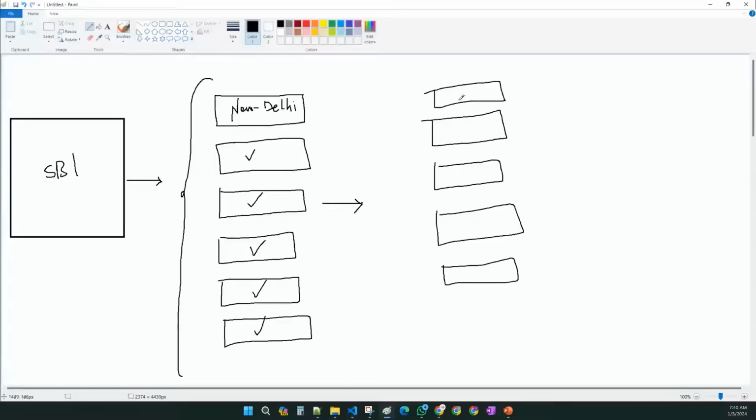For example, Hyderabad, Warangal, and different districts we are talking about. District 1, District 2, District 3, District 4, District 5.